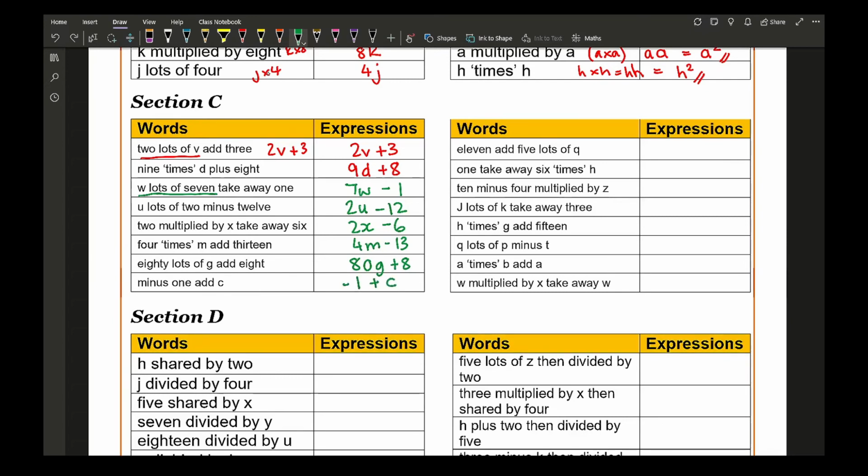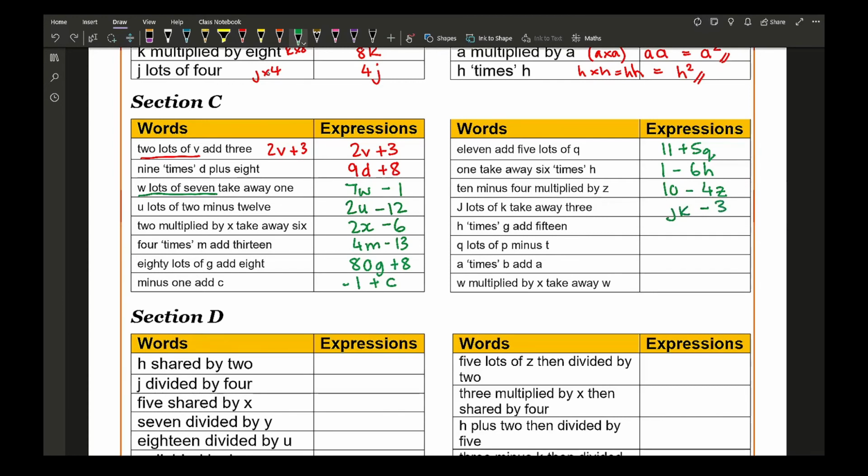Moving on to the next one. 11 add 5 lots of q, sorry, so that's going to be 11 plus 5q. 1 take away 6 times h, that's 1 take away 6h. 10 minus 4 multiplied by z. J lots of k, so that's going to be jk minus 3.